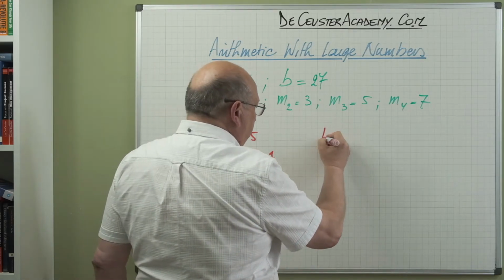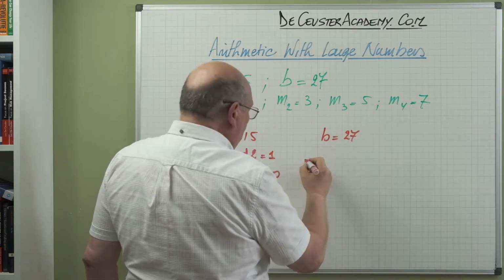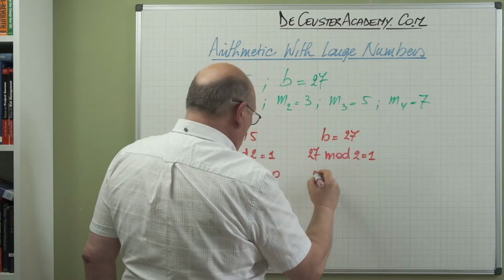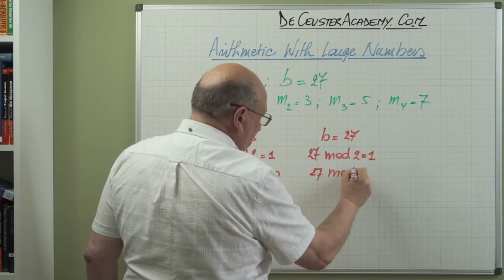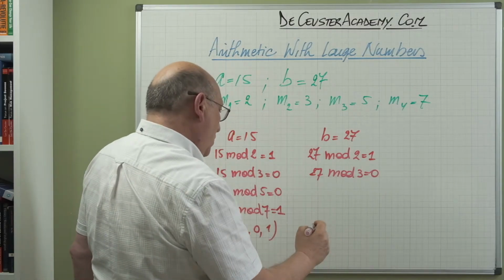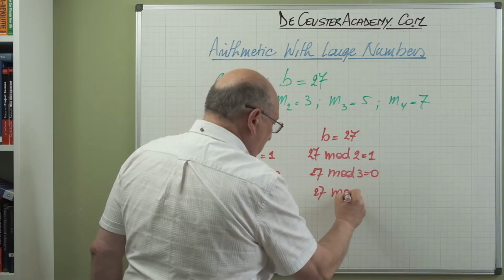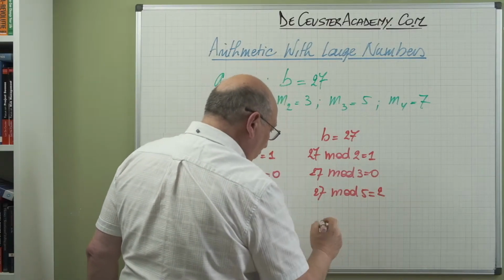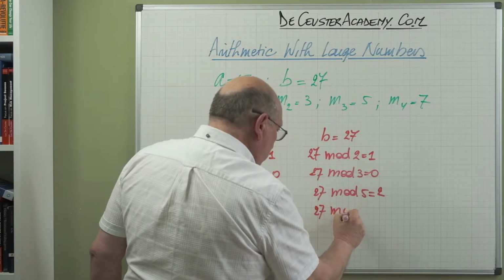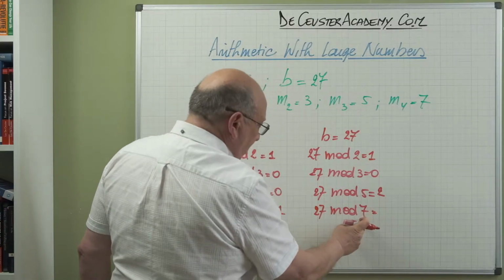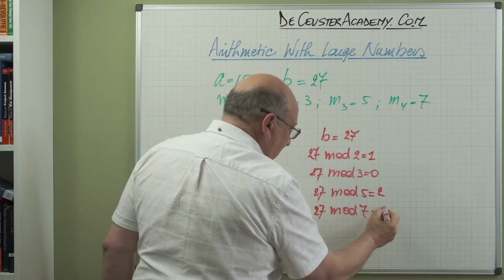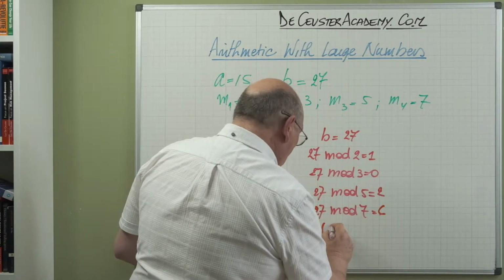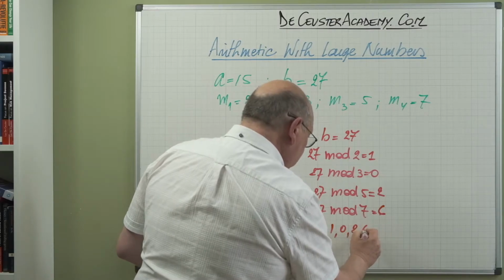We do the same for B is 27. So we have 27 modulus 2 is 1. 27 modulus 3 is 0. 27 modulus 5: 5 times 5 is 25, so the remainder is 2. And then 27 modulus 7: 3 times 7 is 21, so the remainder is equal to 6. And the n-tuple for 27 is 1, 0, 2, 6.